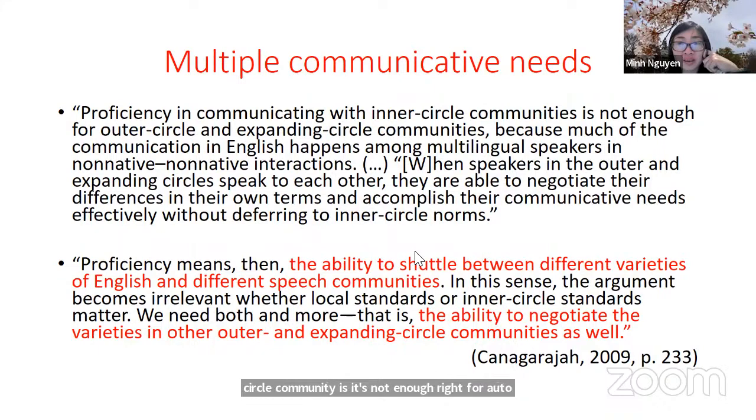Much of the communication in English happens among multilingual speakers, in non-native to non-native interaction, as we have mentioned before. When speakers in the outer and expanding circle speak to each other, they are able to negotiate their differences on their own terms and accomplish their communicative needs effectively without deferring to inner circle norms. So what does that mean? That means proficiency requires more than the ability to understand native speakers' varieties, or to produce English that is understandable, comprehensible, to native speakers of English.